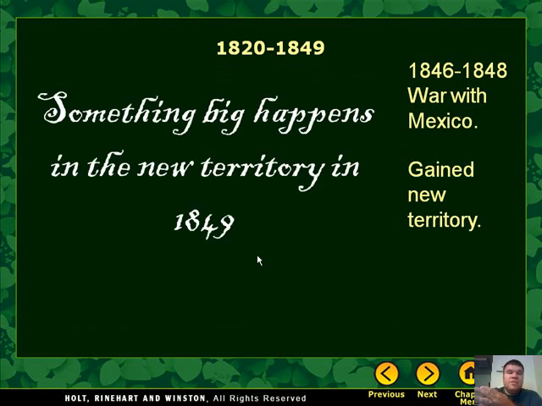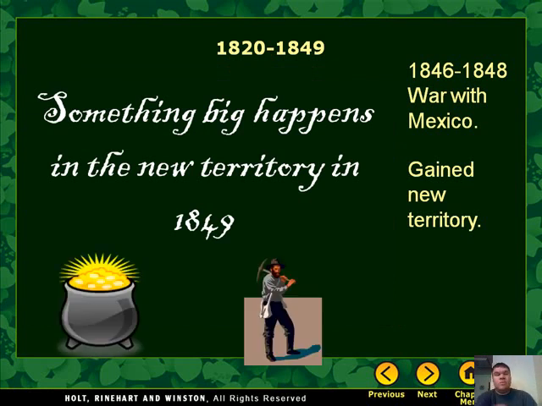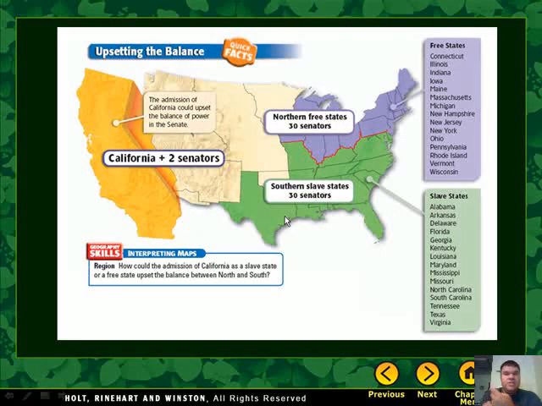And then something big happens in this new territory in 1849. And you can probably guess, knowing that the San Francisco 49ers are named after this something big. And that's that gold was found in California. And that sent a lot of miners looking for their riches in gold. And so a lot of people moved from the eastern part of the United States to the western part out by California. What this meant is that California was ready to become a state a lot faster than people expected.